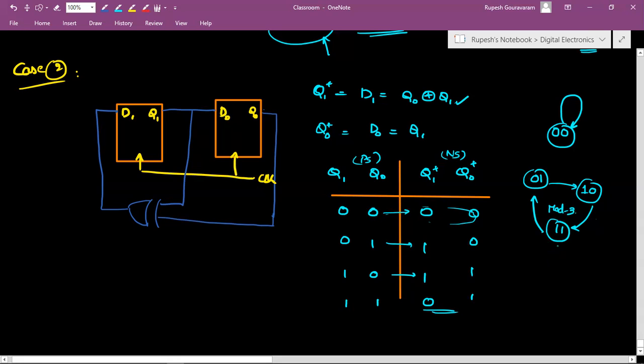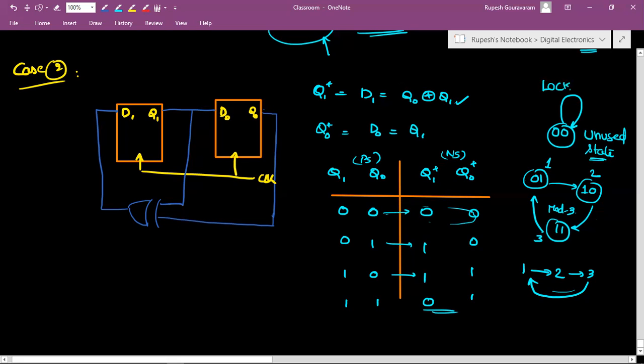What is the sequence of this counter? This stands for decimal 1, this stands for 2, and this stands for 3. So it is 1, then 2, then 3, and again it goes to 1. So like this the counter operates. But what about the unused state 0, 0? This is the unused state. If any unused state occurs, it will get locked out.